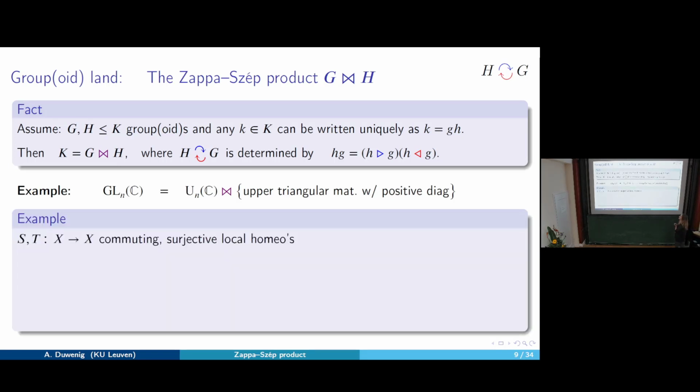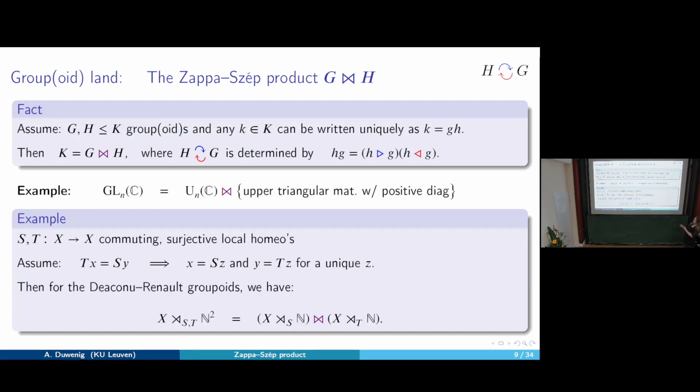Another example: if you start with two commuting surjective local homeomorphisms on some space, and we assume that they are star-commuting, which means they commute in a very strong sense. So whenever you have an element that can be written as the image under T and as the image under S, then it has to already have come from the fact that T and S commute. So this little x here actually is an SZ, and this little y here actually is a TZ.